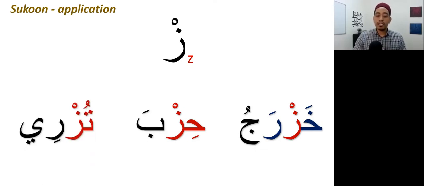Here we go. The zay is z plus the tu before it. Tu plus z, one syllable. Tuz, tuz, tuz, ri, tuz, ri. Tuzri.